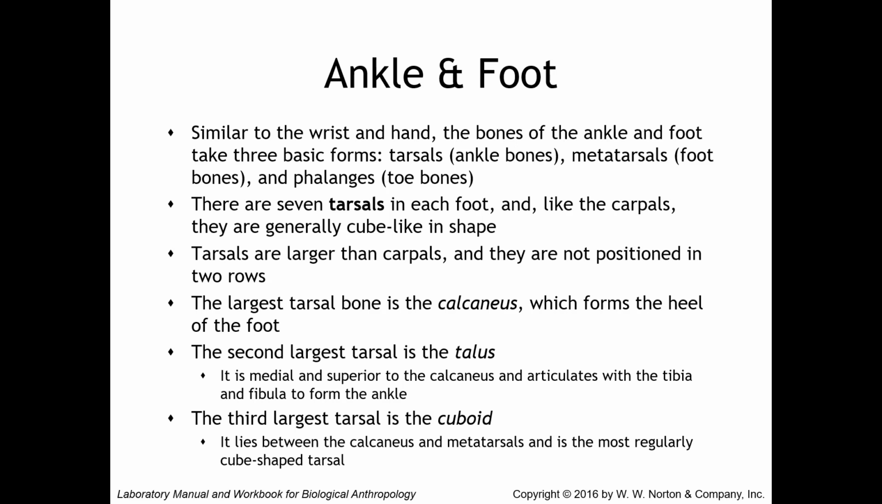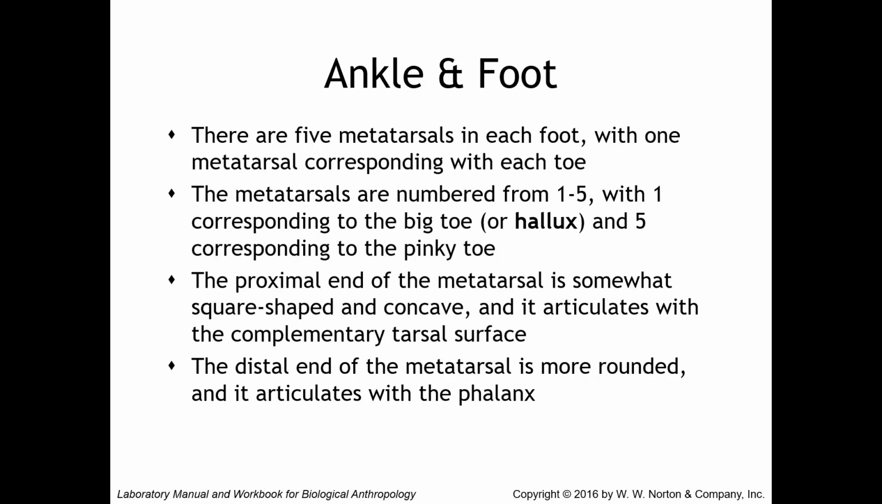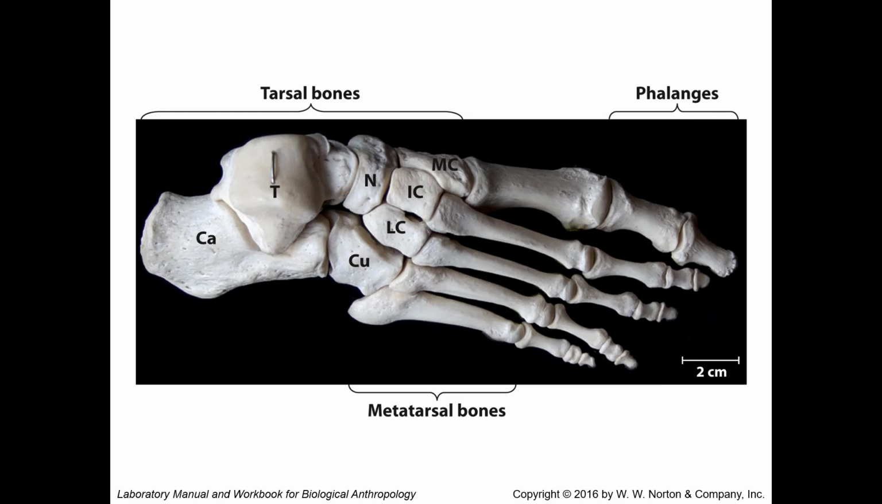So moving on from there is the ankle and the foot. Similar to our wrist and the hand, the bones of the ankle and the foot take three basic forms: tarsals, our ankle bones, metatarsals, our foot bones, and our phalanges, or our toe bones. And so I'm going to take you to a picture. There are 7 tarsals in each foot, and like the carpals, they are generally cube-like in their shape. Tarsals are larger than the carpals, and they are not positioned in 2 rows.